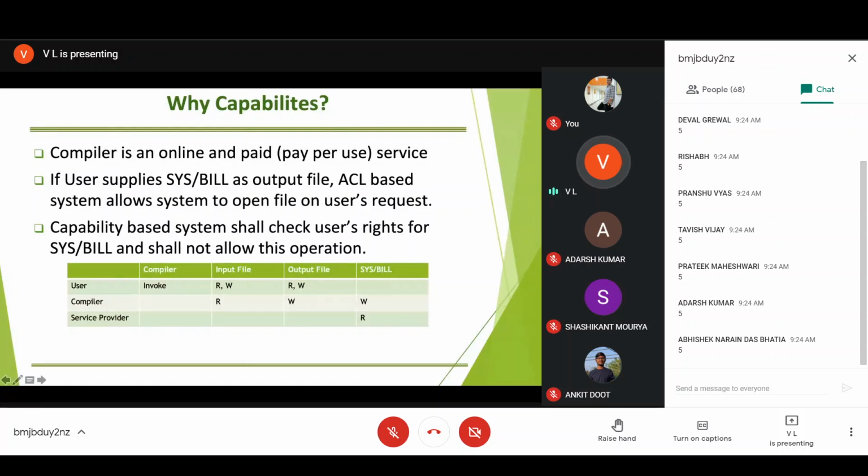So capabilities allow us to ensure that there is a distinction between the user and the compiler which is running on behalf of the user. As a result, the user may invoke the compiler, but because the user does not have any rights in sysbill, the very first time it gives its command with the name of the output file, that command would be rejected.